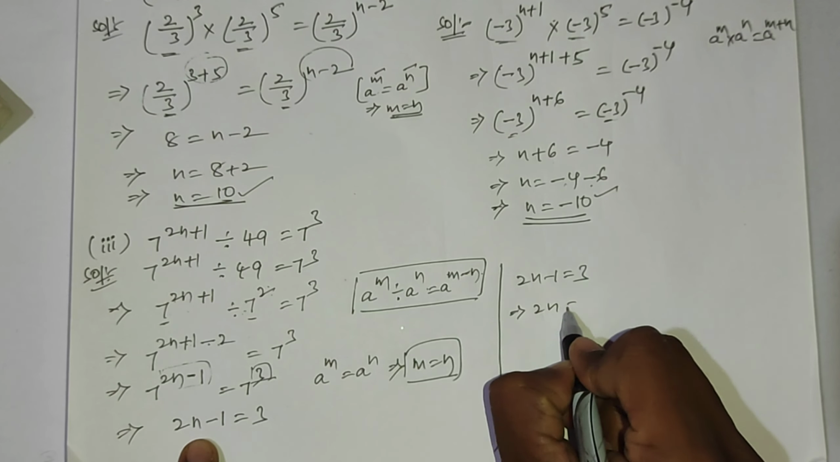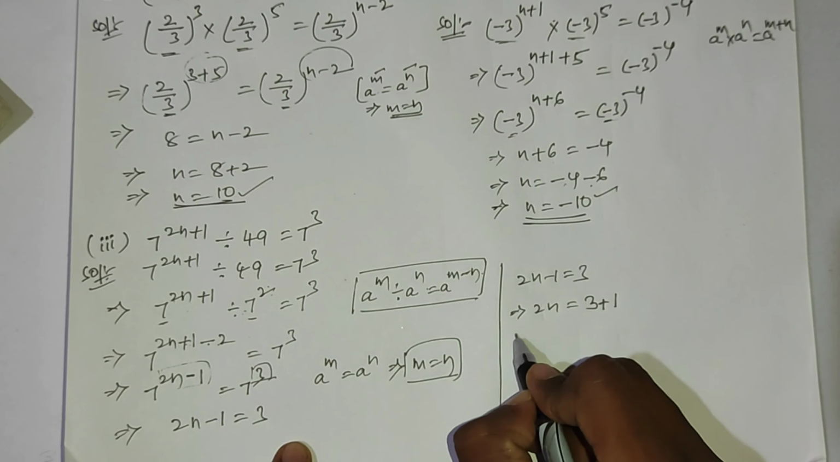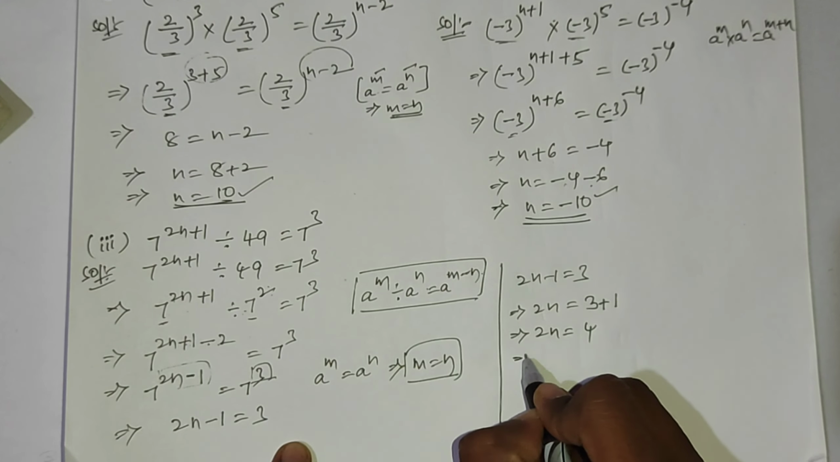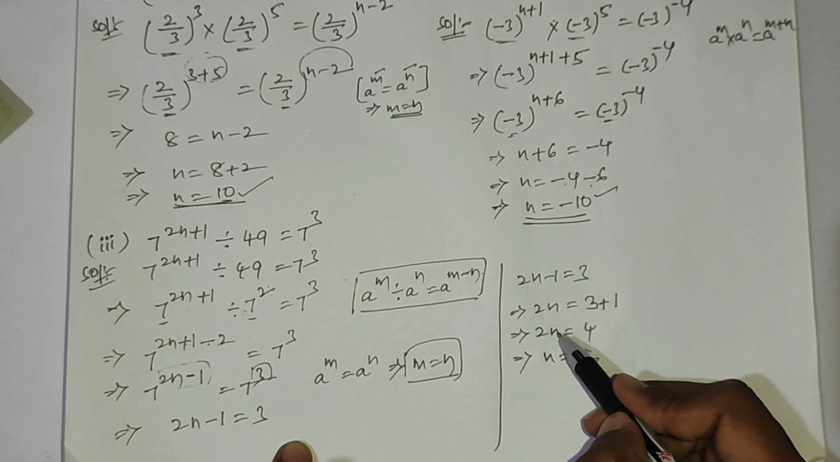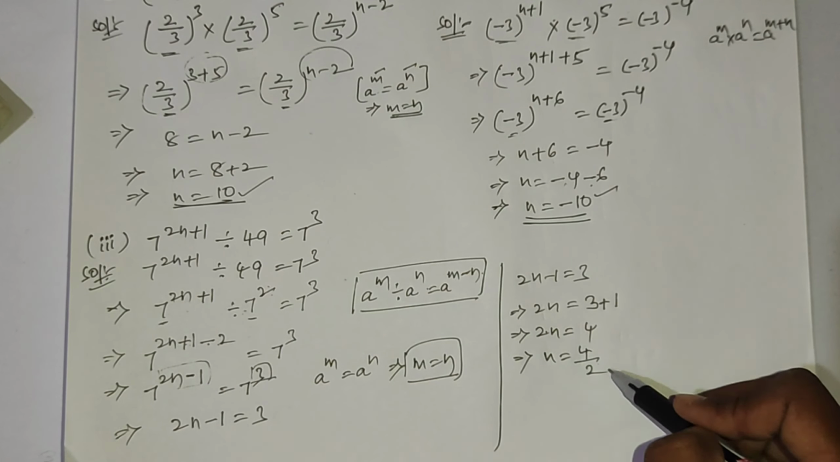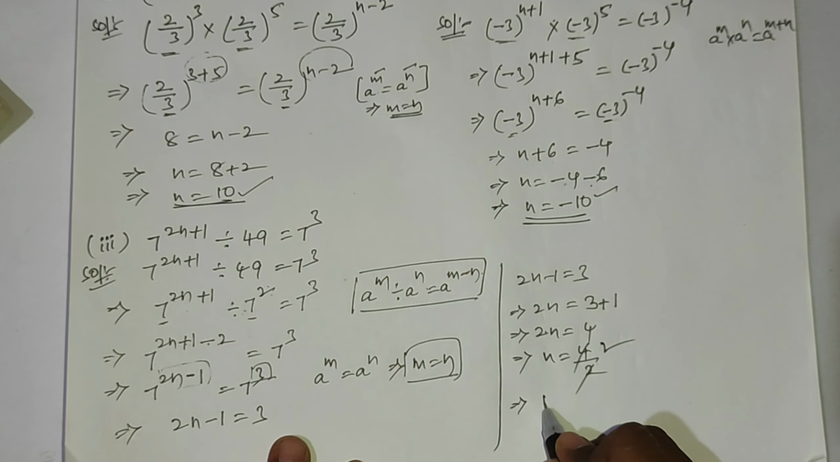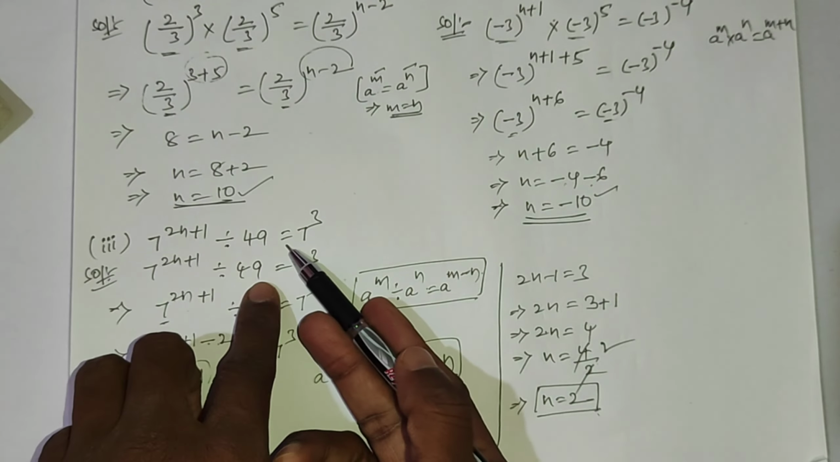Then 2n is equal to 3, transposing minus 1 becomes plus 1. This implies 2n is equal to 3 plus 1 is 4. Then n is equal to 4 by 2, because we know that multiplication, if you transpose to the RHS, becomes division. Then 2 ones are 2, 2 twos are 4. This implies n equals 2. So the value of n is 2, and then both LHS and RHS are equal.